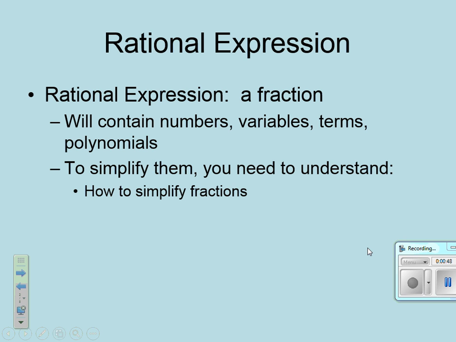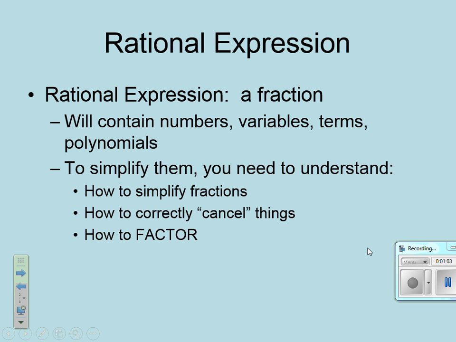To simplify them, you will need to understand how to simplify fractions. So the first thing we're going to do is talk about how to simplify a fraction. Then you need to be able to cancel things correctly. That's really important. And you need to know how to factor. Remember all the ways of factoring that we talked about: greatest common factoring, difference of two squares, difference and sum of two cubes, grouping, the AC method. All of those are types of factoring that you need to know how to do.